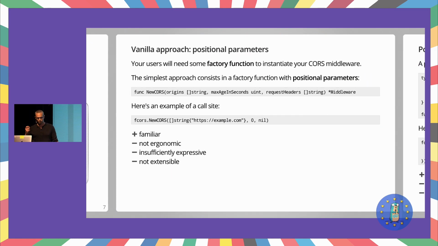All right. So let's start designing a library that your user will use to produce a CORS middleware. They are going to need some kind of factory function to produce a middleware. And the simplest approach we can follow is just a dumb old function. Positional parameters, just a dumb old function. But you quickly see that it's not ideal because the only thing it's got going for it is that it's familiar. It's just a dumb old function, but it's not ergonomic.